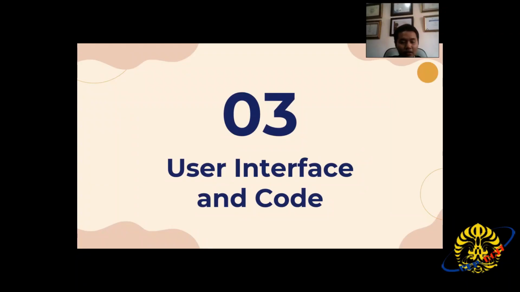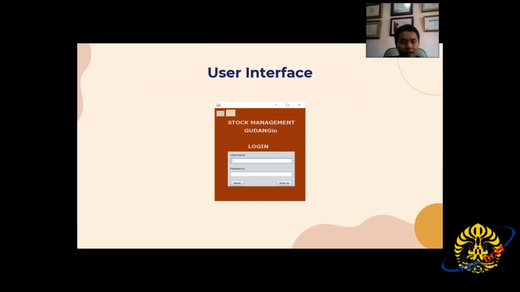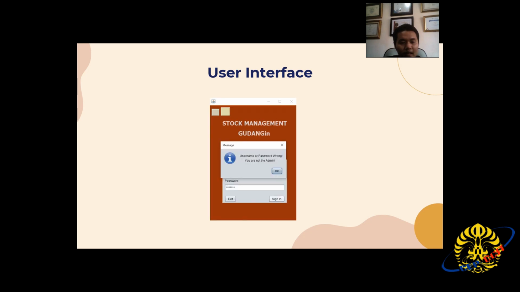User interface and code. This is the UI when the user opens the application. You can login or go back. If you login with username and password, you can go to the main menu of the application. Do not create a new user in this application, because this application just needs one user, which is the supervisor. This is the UI when the username or password is incorrect; it will show the message in the picture.